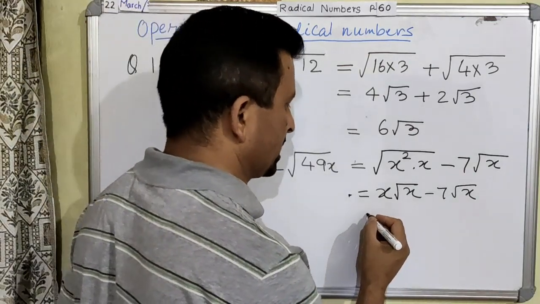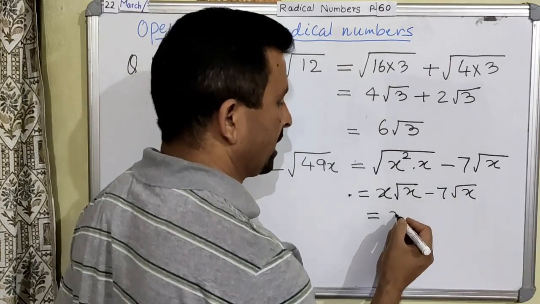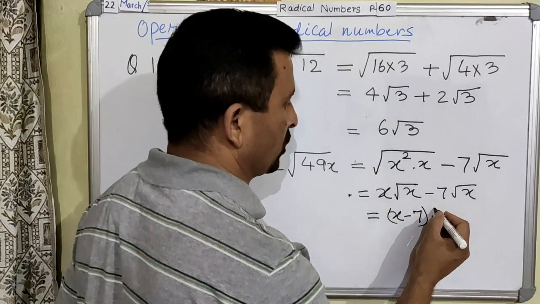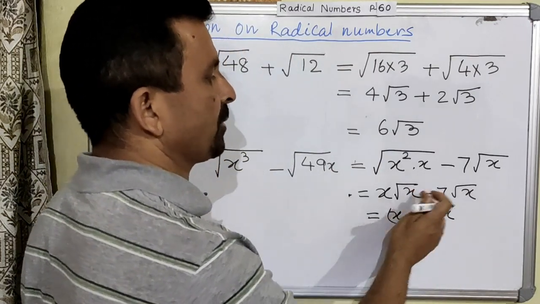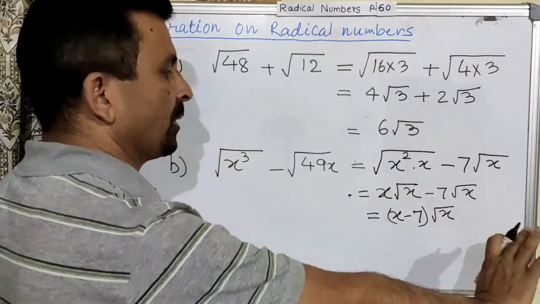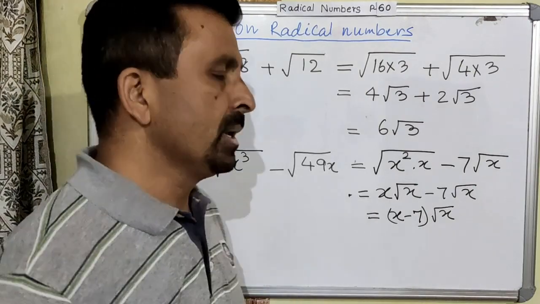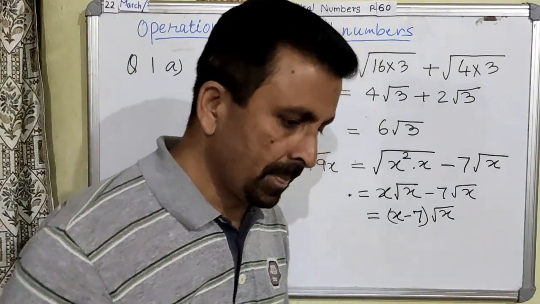But what we can do here, as the last step, is take out the radical sign as a common factor, and the remaining we can write inside the bracket. So x minus 7 and then root of x. What we did is, the radicand part was a common factor, and therefore we have taken it out, and then the remaining we wrote in the bracket. This is how we factorize this. Is this okay now? Okay.